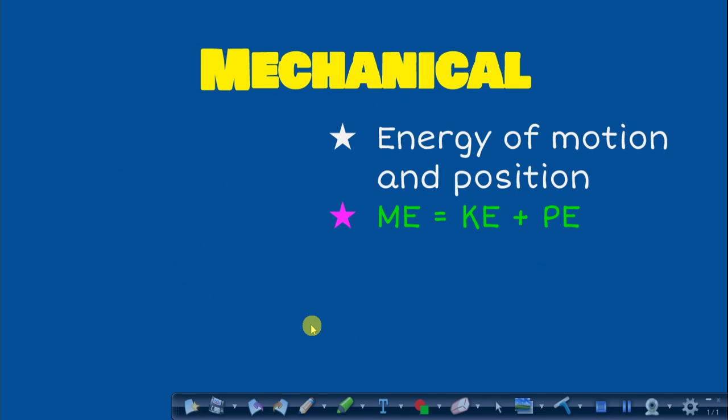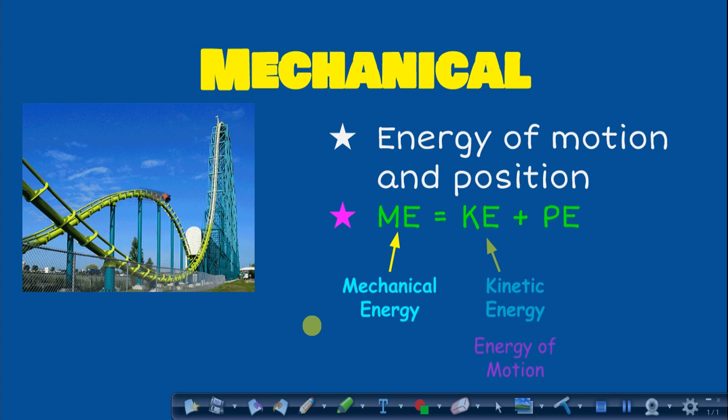Our last type is mechanical. Mechanical energy is the energy of motion and position. And we can call mechanical energy an equation, ME equals KE plus PE. Remember we said kinetic energy is the energy of motion? Things that are just moving have kinetic energy. Think about a roller coaster traveling down the hill. It has a lot of kinetic energy.